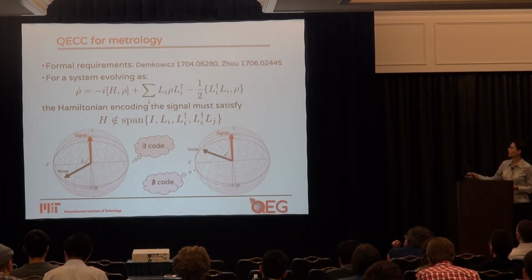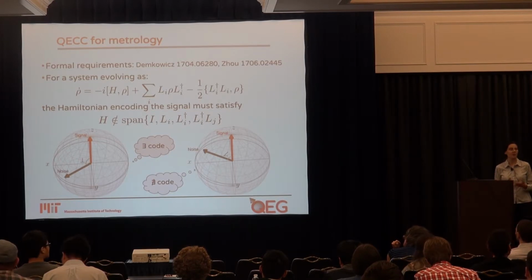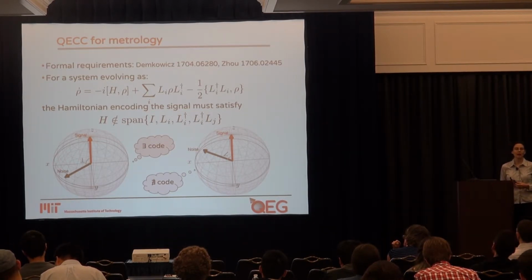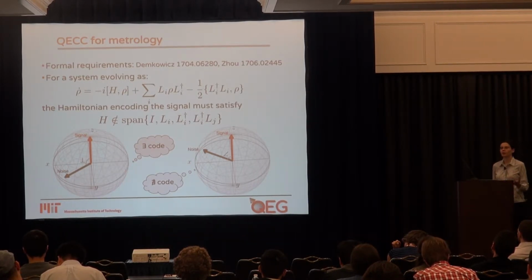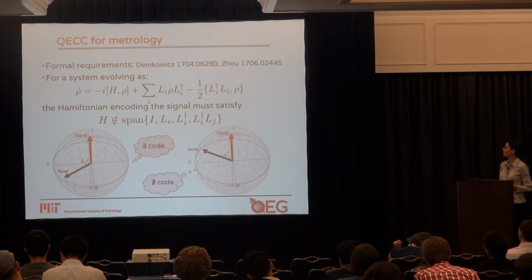So if your Hamiltonian has very much similarity with the type of noise that you're trying to correct, well, your correction code will also erase the Hamiltonian itself. So it's, if you want, a very intuitive type of result, but of course, one has to be careful in how you formulate this condition in a more precise way.